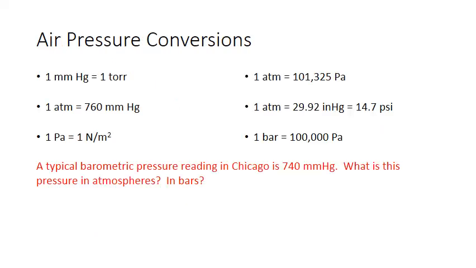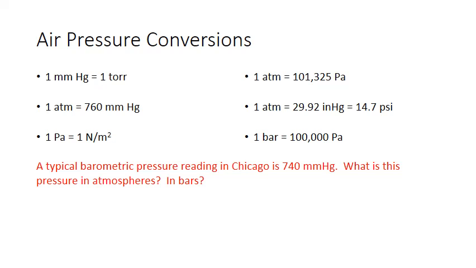So you should be able to use these relationships to convert between any pressure units. I won't make you memorize the conversion factors, but I do expect you to know where to find them and how to use them. So let's look at a sample conversion. A typical barometric pressure reading in Chicago is 740 millimeters of mercury. What's this pressure in atmospheres, and what is it in bars?